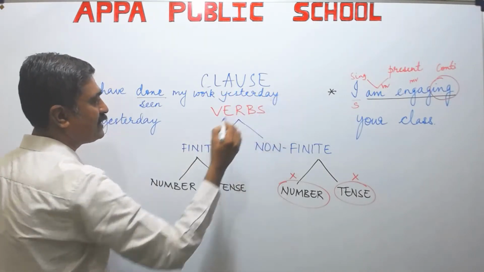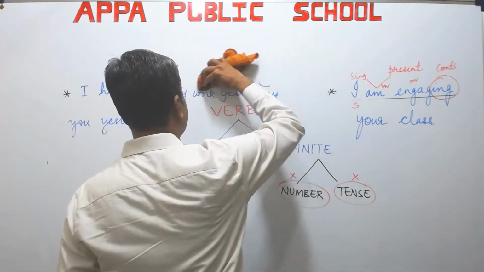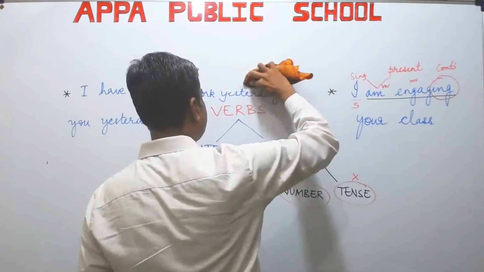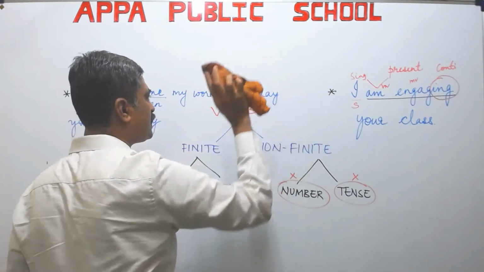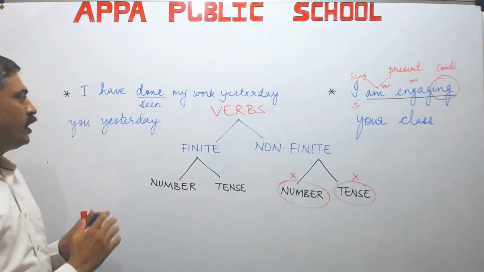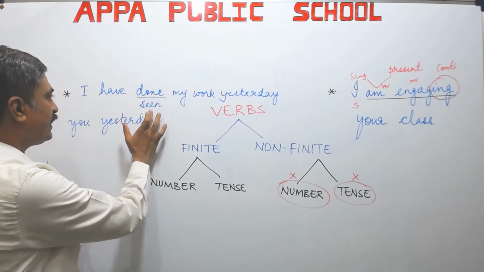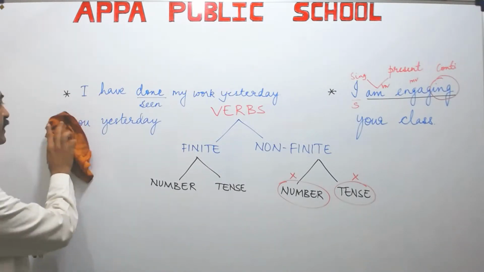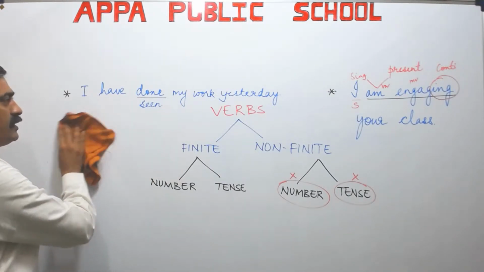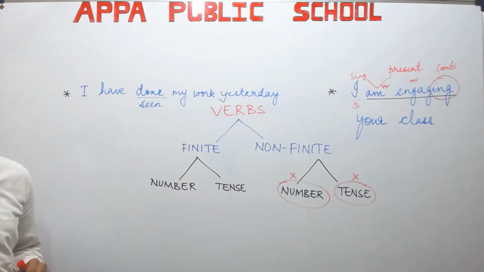I've done my work yesterday itself, and the other one is I have seen you yesterday. So why I have taken these verbs? Just to make you easier to follow it, right? So one here is done and the next one is seen. So let me just take the first example and analyze it for you. So I have done my work yesterday.